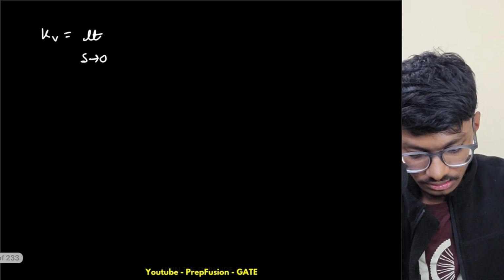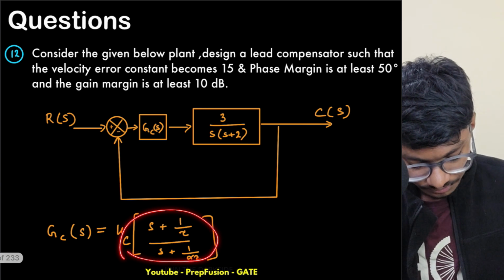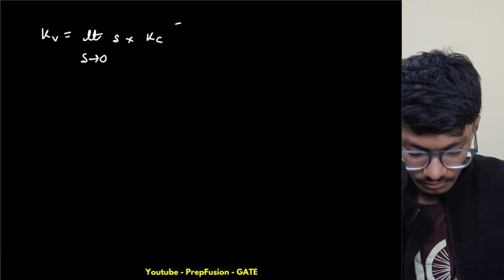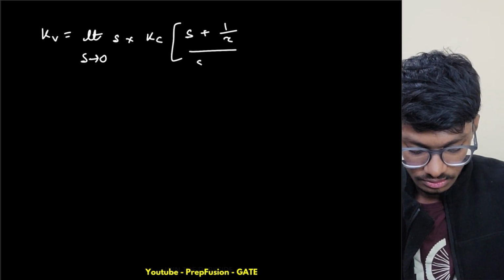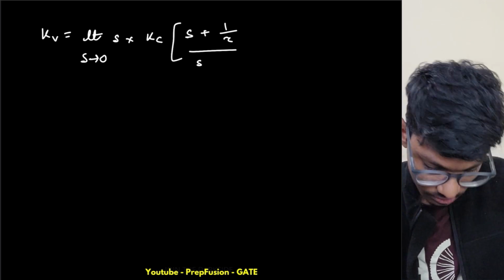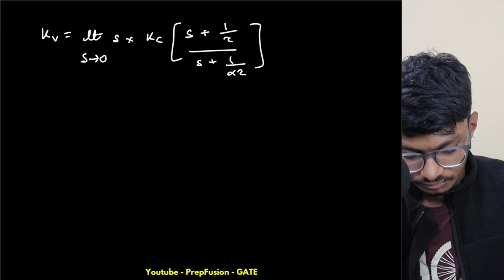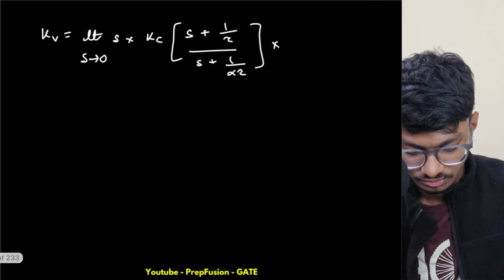So s times the controller. Now what is this controller? The controller is simply KC into (s plus 1 by tau) over (s plus 1 by alpha tau), into the plant transfer function, which is 3 upon s into (s plus 2).